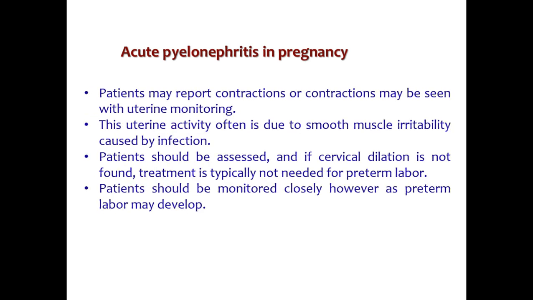Sometimes the patient reports uterine contractions during the stages of acute pyelonephritis, which is usually due to irritation of the smooth muscle fibers caused by infection. So the patient must be assessed well for cervical dilatation and cervical infection, and we may take a swab from the cervix for culture and sensitivity test to diagnose cervical infection during the initial visit or the initial admission to the hospital. So the patient must be monitored closely, as preterm labor may develop at any time.